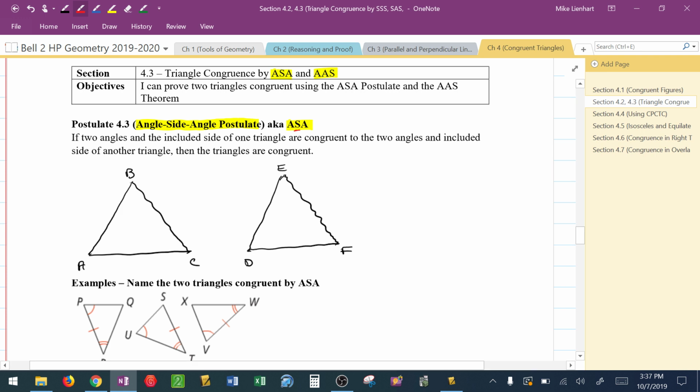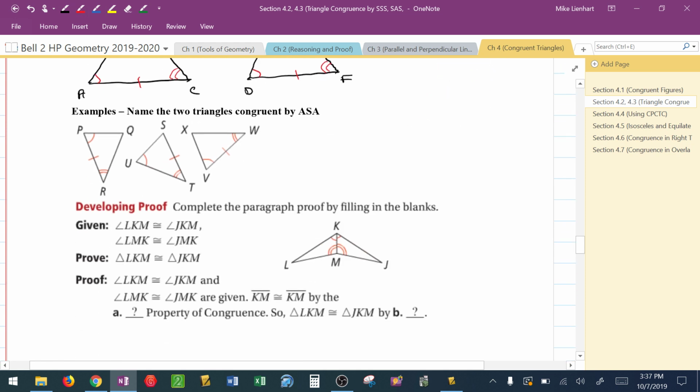So here's what this is going to look like. Let's say that A is congruent to D. Let's say that C is congruent to F. Then the side that is in between those two congruent angles, AC, would have to be congruent to DF, in order for these two triangles to be congruent. I could then say triangle ABC is congruent to corresponding pieces D, E, F, and my reason would be by angle, side, angle. Okay?